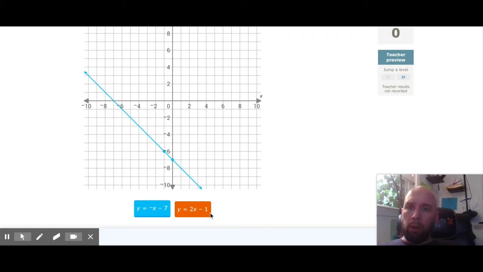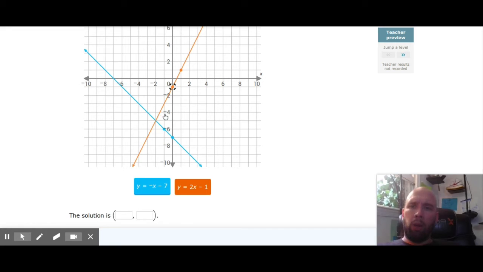2x minus 1 means I have a slope of 2, or positive 2 over 1. I have a y-intercept of -1. So I'm going to go to my y-intercept and put a -1 on it. And since my slope is 2, I'm going to go up 2 over 1, click it, there it is. So I have my two lines.